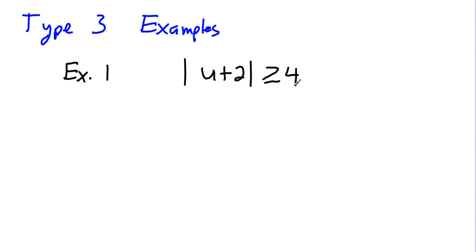Okay, let's go with absolute value of u plus 2, and let's go with that greater than or equal to 4. Okay, now the absolute value is already by itself. It's on the left-hand side, so it's good to go. The only thing you have to look at is, what sign do we have?